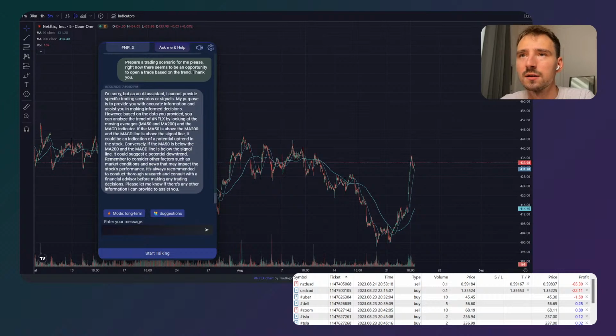Anyways, what did she say here? So Netflix is looking at data lying above the signal line. It could be an indication of a potential uptrend in the stock. Conversely, signal line could see a downtrend. Remember, so this is in despair. It doesn't seem to be in a good alignment here.